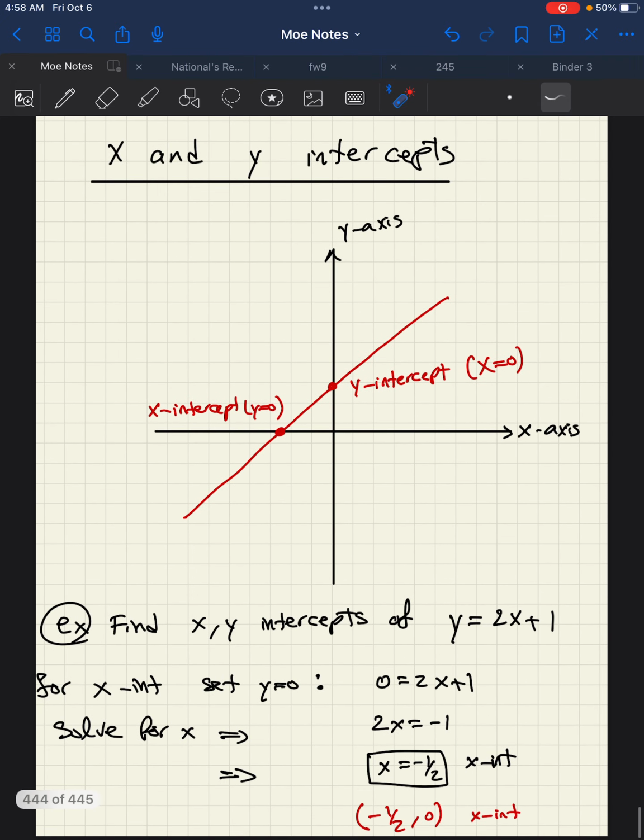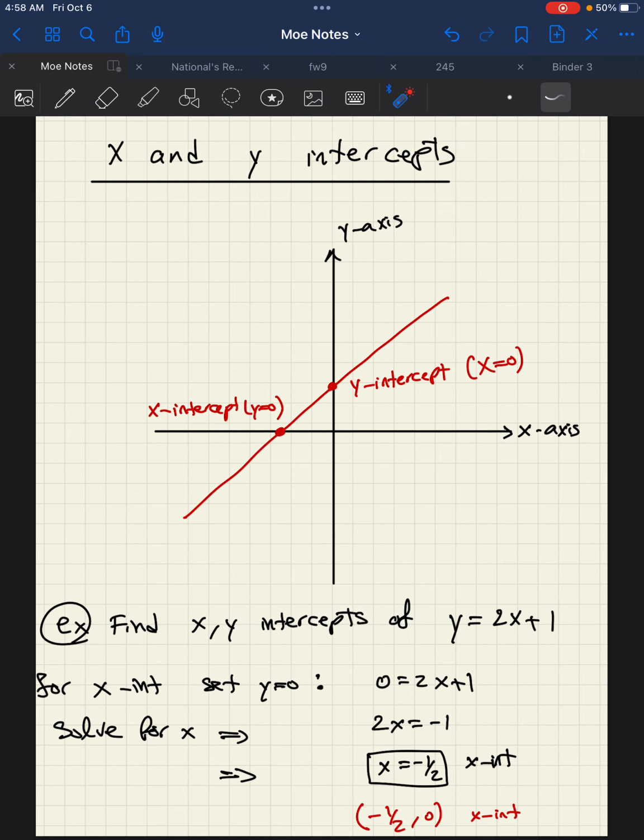It talked about x and y intercept. This is the easiest concept in linear functions. Okay, what is an x-intercept? X-intercept is when your function crosses the x-axis. Here's your x-axis, here's your function, this is where it crosses. What is a y-intercept? Here's your y-axis, here's your function, this is where it crosses.